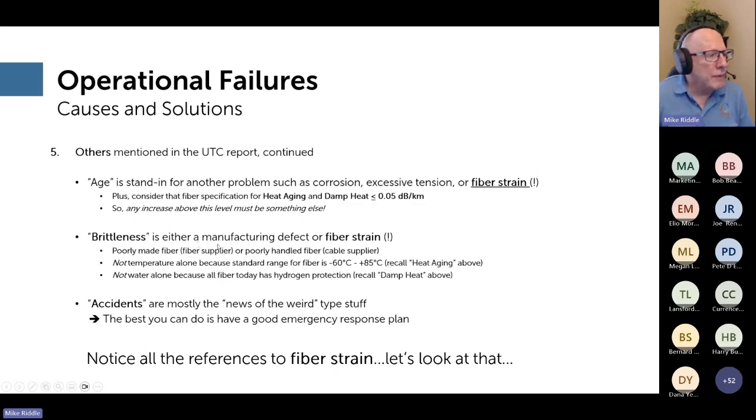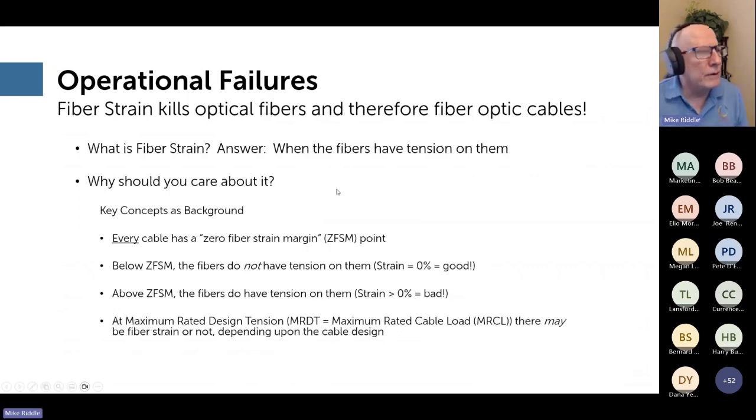So either you had a problem with the fiber to begin with, or you've had fiber strain. And then accidents are just weird things, and the best you can do is have a good emergency response. But let's talk about fiber strain. That's how we're going to basically close out what's killing cables. So the concept is very simple. Fiber strain is when fibers have tension on them. And why do you care about it?